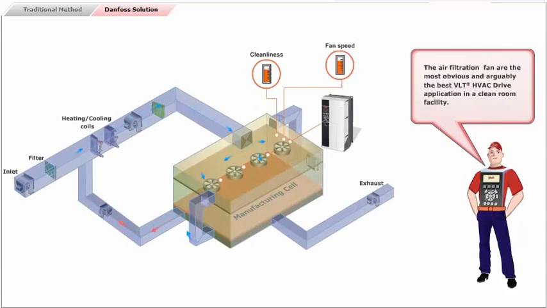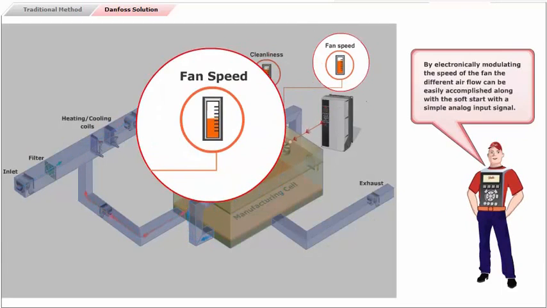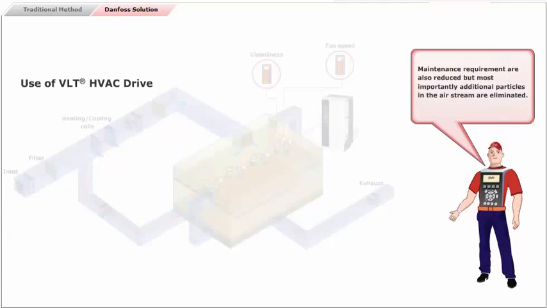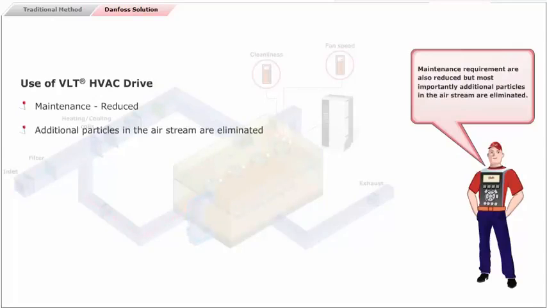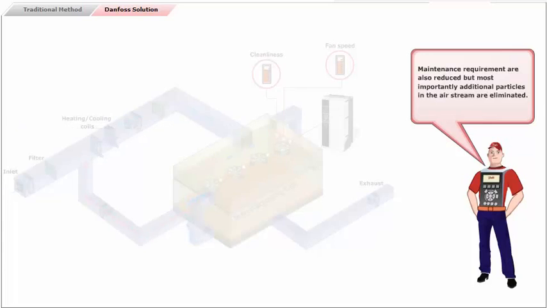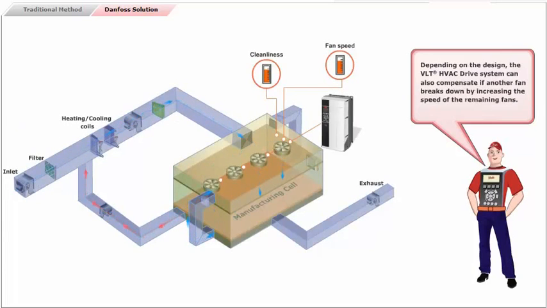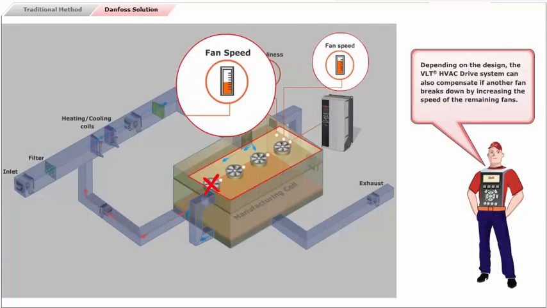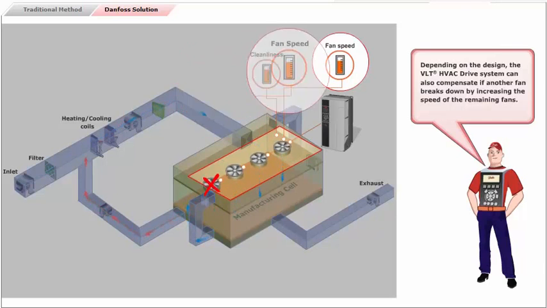The air filtration fan is the most obvious, and arguably the best, VLT HVAC drive application in a clean room facility. By electronically modulating the speed of the fan, the different airflow can be easily accomplished, along with a soft start, with a simple analog input signal. Maintenance requirements are also reduced, but most importantly, additional particles in the airstream are eliminated. Depending on the design, the VLT HVAC drive system can also compensate if another fan breaks down by increasing the speed of the remaining fans.